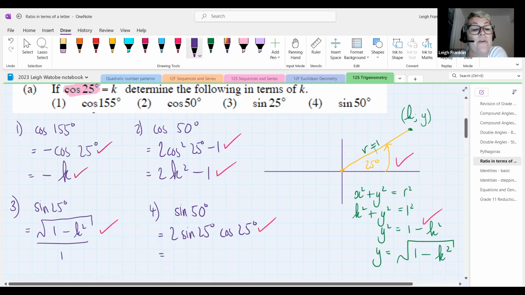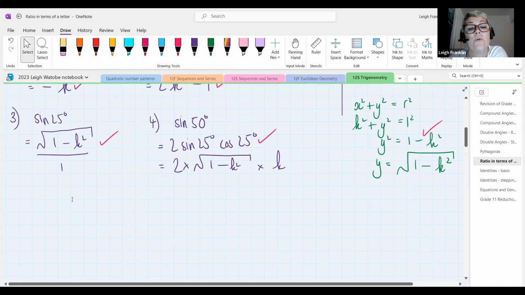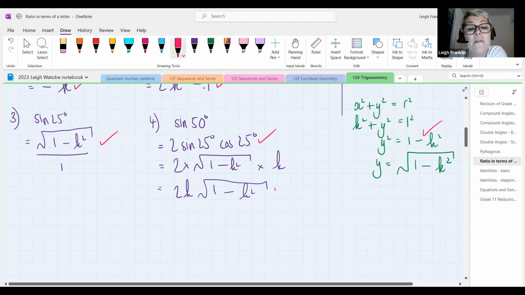So this would give us 2 times root 1 minus k squared times k, and then convention dictates that we would just put the 2 monomials essentially at the front and then the root at the back like that. Okay, and then that would be our last mark there.